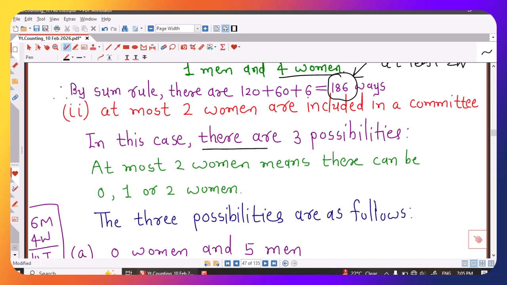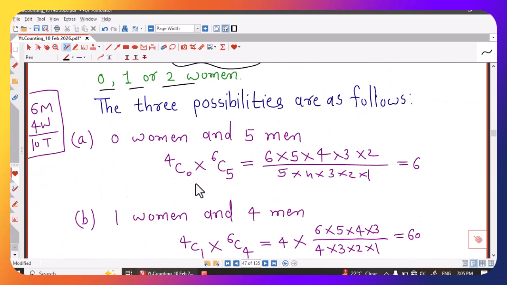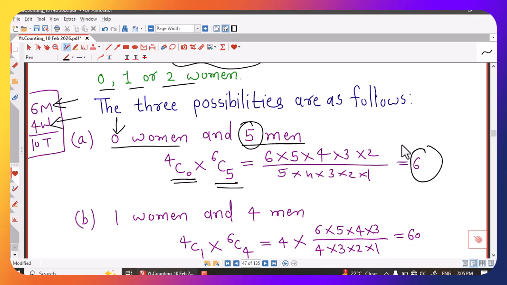So in this case there are three possibilities. At most two women means there can be 0, 1 or 2 women. So the first possibility is if we have 0 women, then we have to select 5 men. Now the total number of women is 4, so we can select 0 women out of 4 women in 4C0 ways. Similarly, 5 men can be selected out of 6 men in 6C5 ways. And if we simplify this, there are 6 ways for performing this.